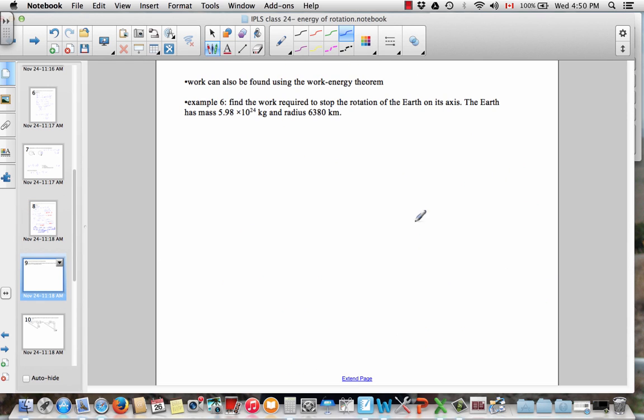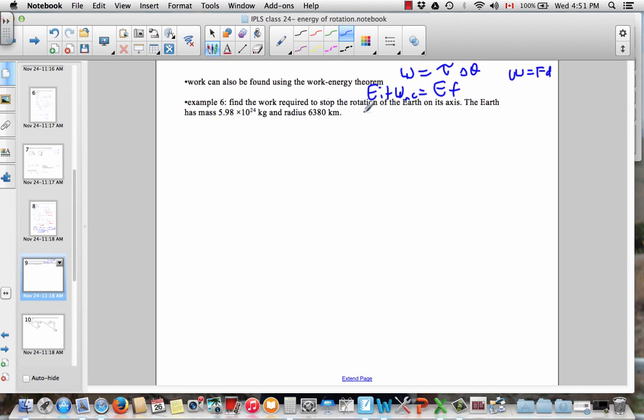So we've just seen that we can find work using a torque times an angular displacement. That's just like physics 11, work is FD. But of course, we can find work using the work energy theorem. Energy at the beginning plus work by non-conservative forces equals energy at the end. And that was the same as the physics 11 relationship. So here's a typical problem.